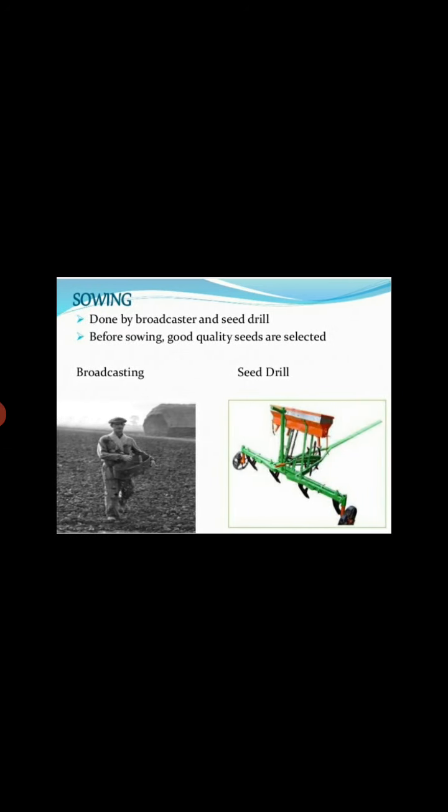Sowing is done by broadcasting and the seed drill. Before sowing, good quality seeds are selected. You can see the difference in broadcasting and seed drill for the sowing of seeds. By using a seed drill, the benefit is that lesser time is consumed, better is the distribution of the seeds, and equal is the margin between the seeds distributed.